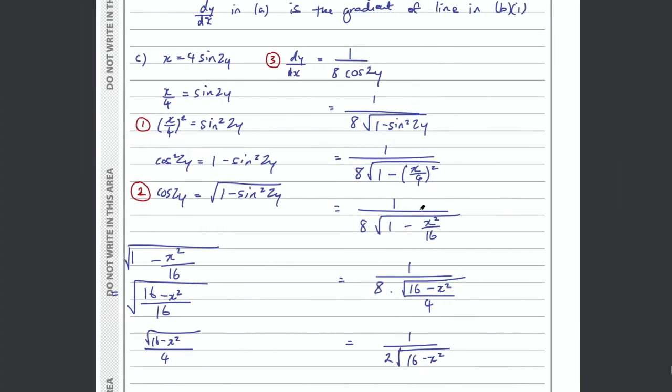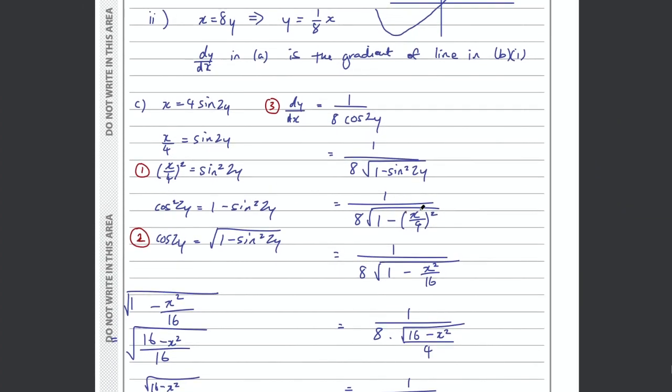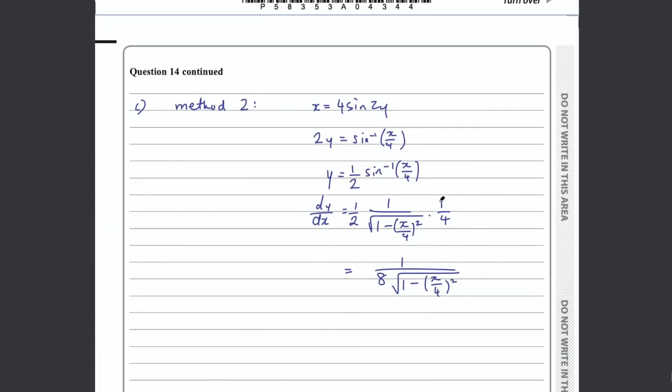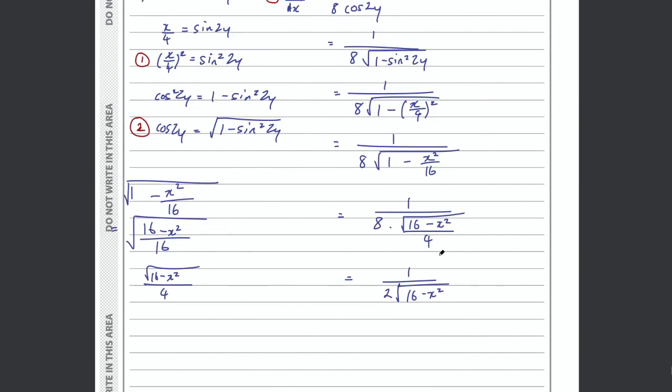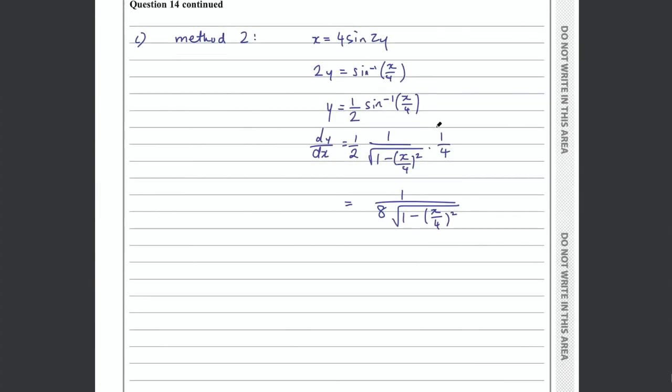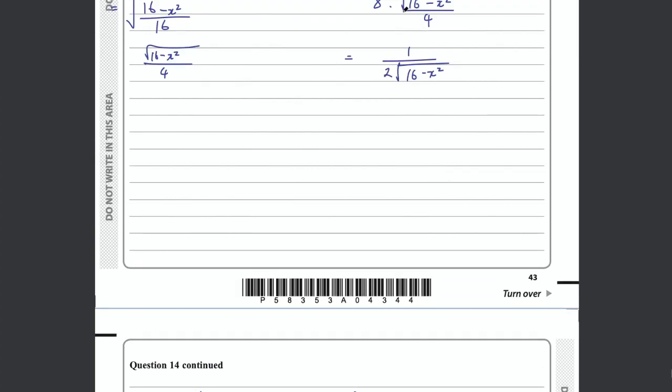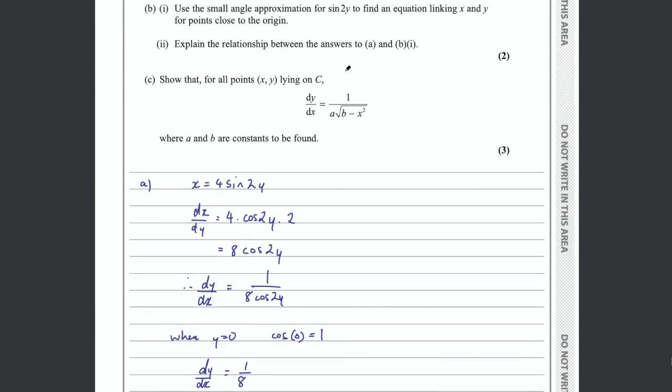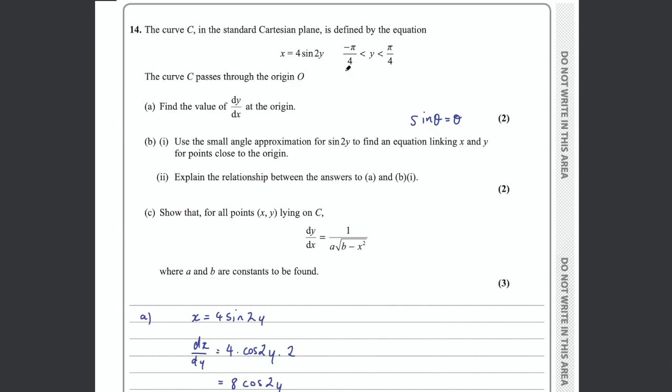So there you go. There are 2 methods for part C for question 14. I didn't finish this off, but because I did that in the first method, you'd finish that off the same way I did here. Okay, so that was part C for question 14. Total of 7 marks there. And that is the end of the paper.